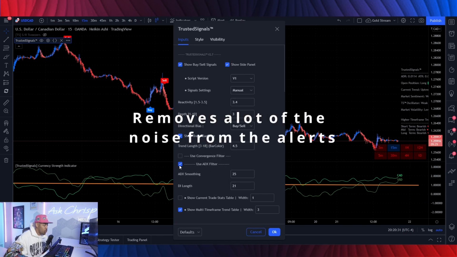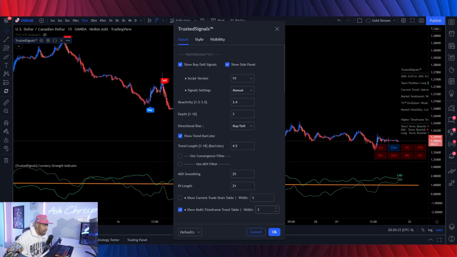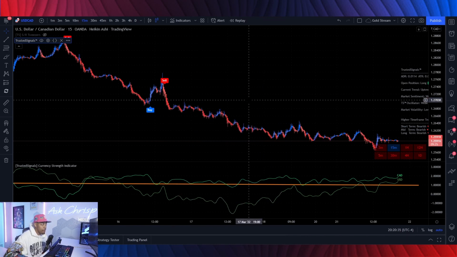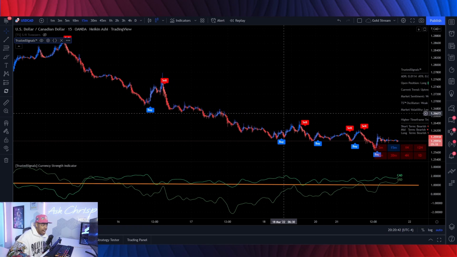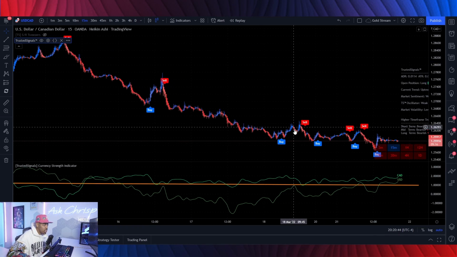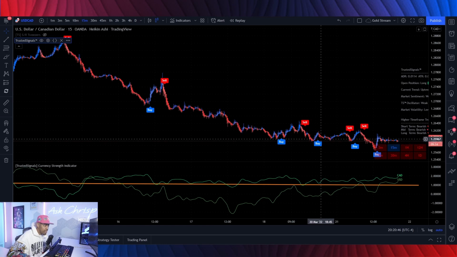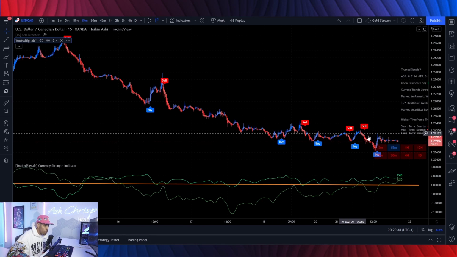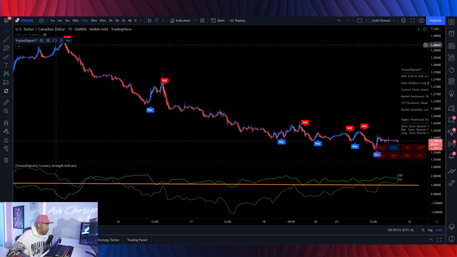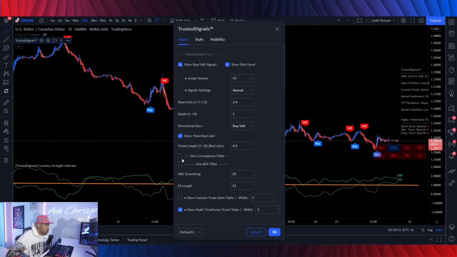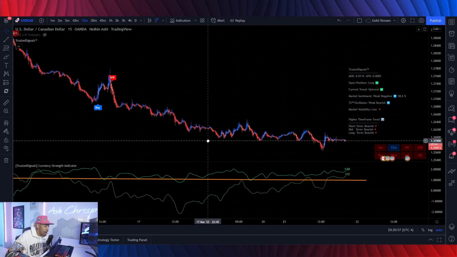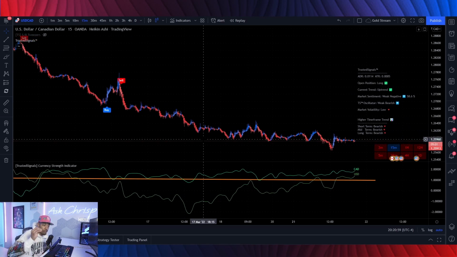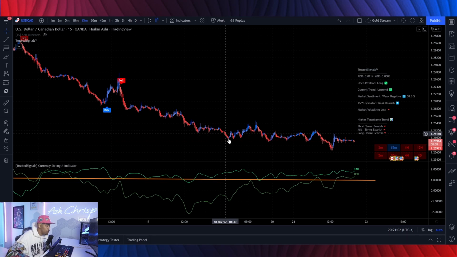So let's go ahead and turn off the ADX filter, and with these settings you'll see how many alerts actually pop up. But remember, guys, this video is not about settings. As you can see here, without ADX, look at all these sells. Now, keep in mind that for the most part, these are still profitable trades. But of course, when you turn on that ADX filter, it just removes a lot of the noise. So I recommend playing with this specific feature to give you the best trades.